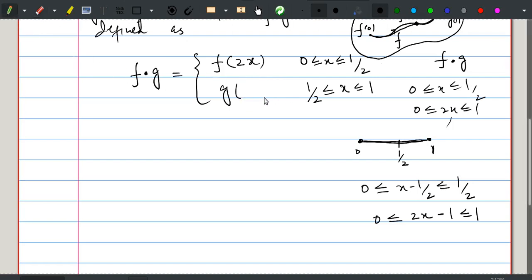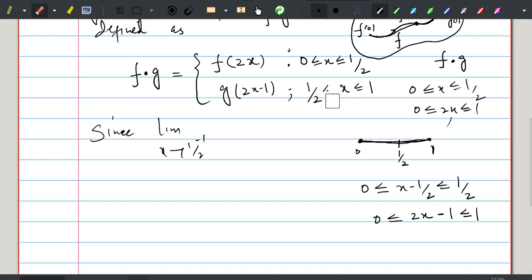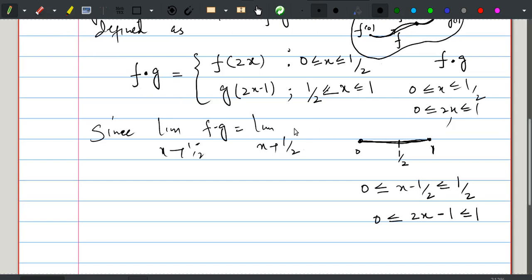x minus 1. Note that f and g are continuous, so f·g is continuous. Now to check its continuity, it suffices to check continuity at 1/2. The limit as x goes to 1/2 from the left of f·g is the limit as x goes to 1/2 minus of f of 2x, that is f of 1.